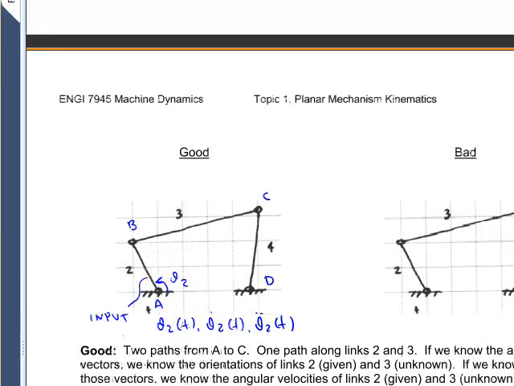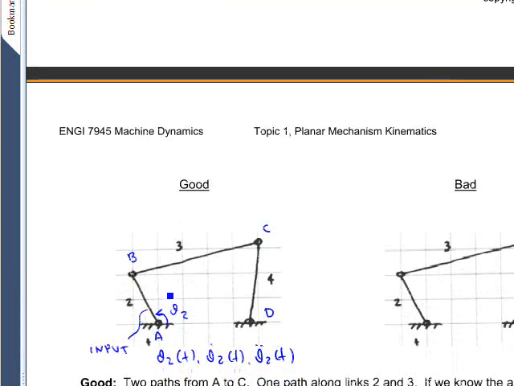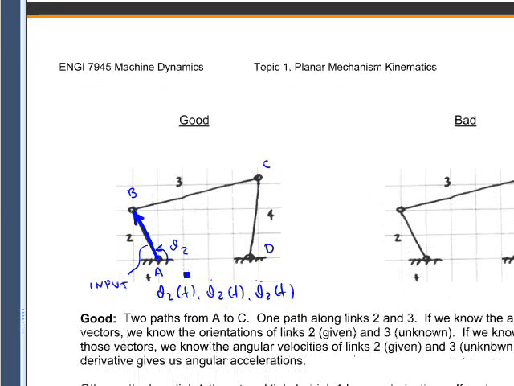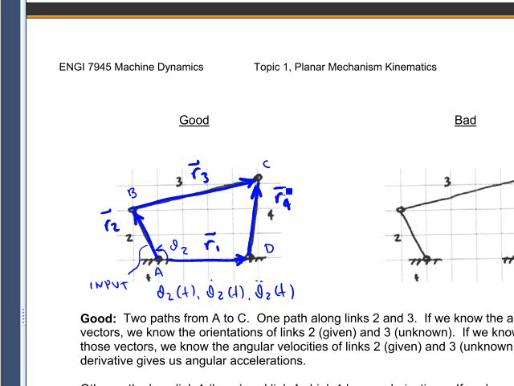I'm going to draw a vector loop here first of all, and then we'll talk about why it's useful afterwards. I'm going to treat this 4-bar as a loop where, starting from point A, I can go along vectors R2 and R3. So R2 plus R3 gets me from A to C along the links. Now I'm going to show a different way to get from A to C, going along the base link, link 1, and going along the rocker, link 4.